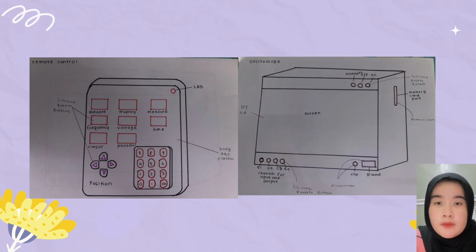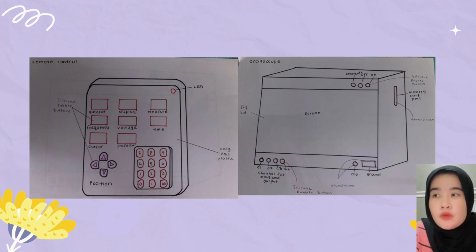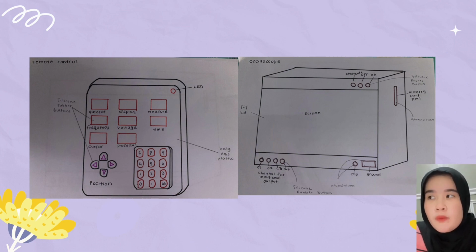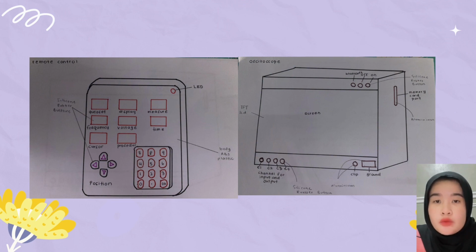So I want to explain how to use my oscilloscope. First thing first, you must connect the power cord to the plug to turn on the oscilloscope. Next, we must connect the probe to any channel before starting calibration. Then we must set the waveform, such as frequency, VPP and time, based on your question. If you don't know how to use it, you can read the manual procedure on the oscilloscope.